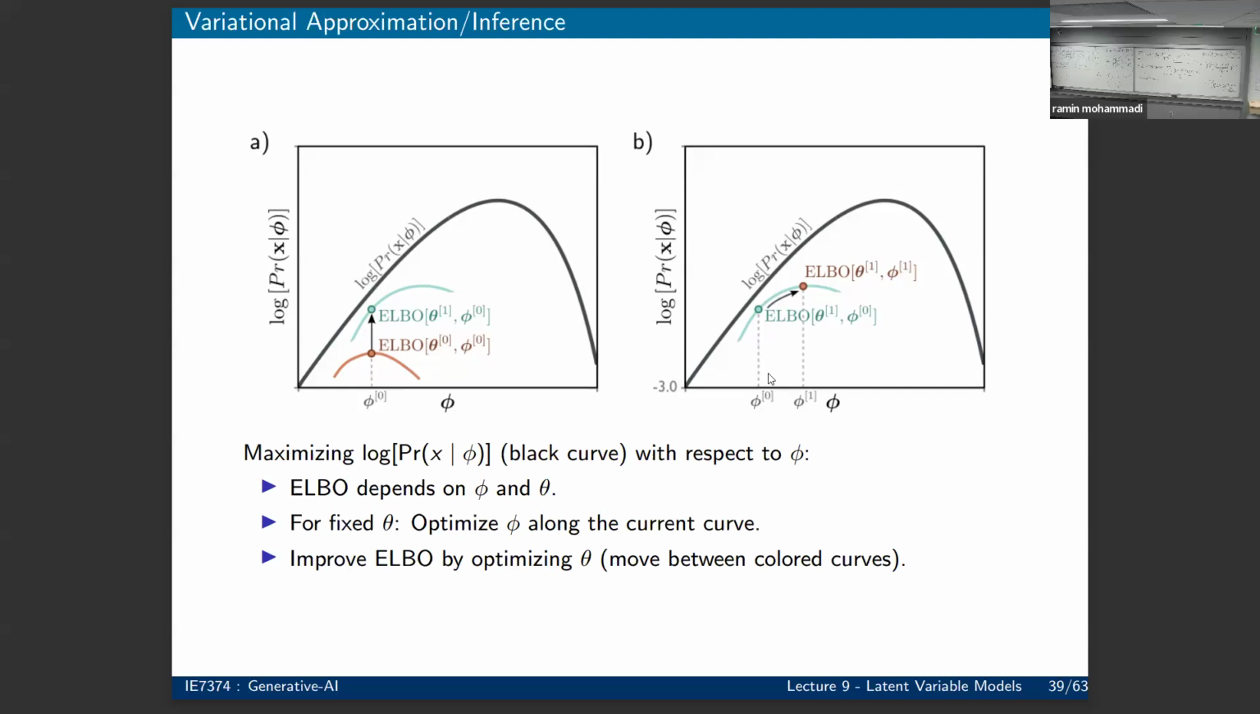Then from the first lower bound, for example, you go to the second lower bound. Any vertical movement is with respect to the encoder, with respect to theta. That means you are changing theta. Any horizontal movement means you're updating phi. You're updating the generative model. So as you see here, when you go up, phi is constant and theta is changing. When you go lateral, theta is constant and phi is changing.